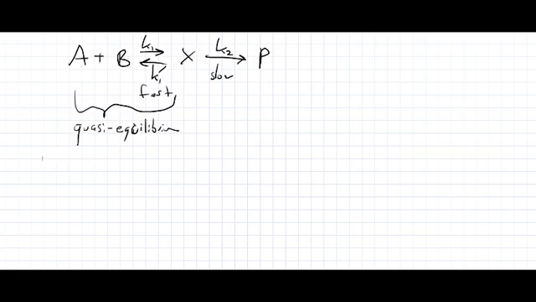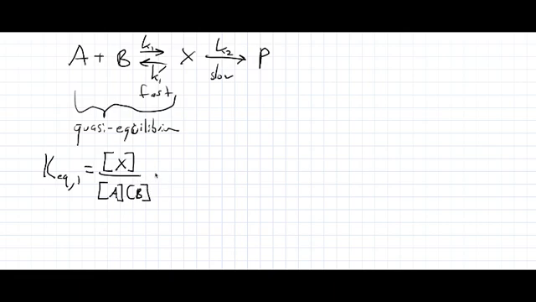So then we can say K equilibrium for the first step is going to be the concentration of X over the concentration of A times B. And remember, during the course of the reaction, these are in constant quasi-equilibrium.